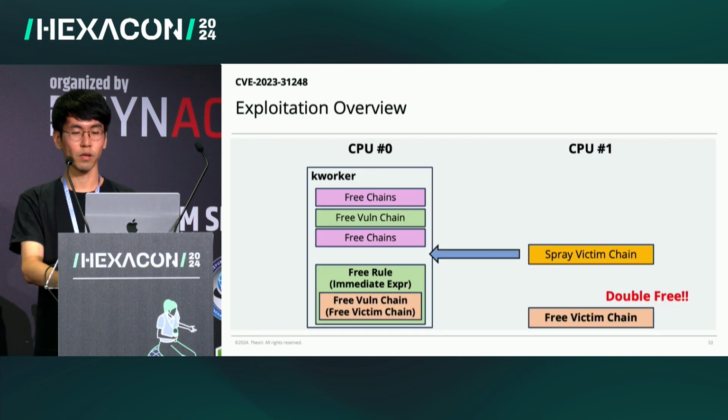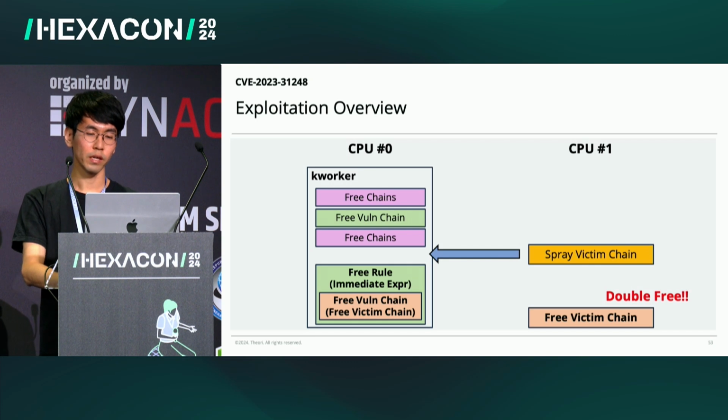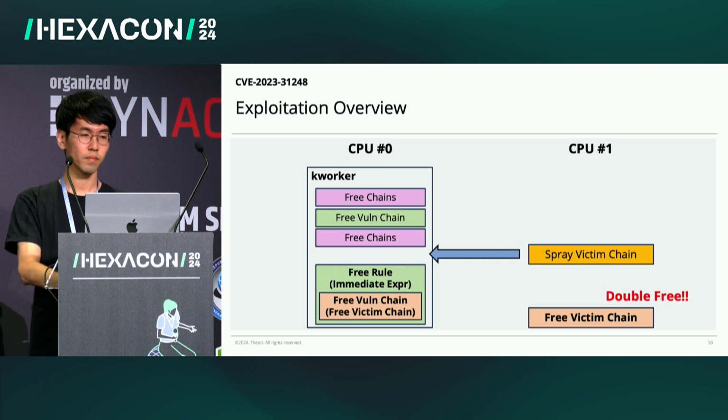Thanks to the cross-cache allocation, we can now spread the victim chain before destroying the immediate expression. For the exploit, we make the chain double free. To do this, we free the victim chain from the immediate destroy function and free it again on CPU1.